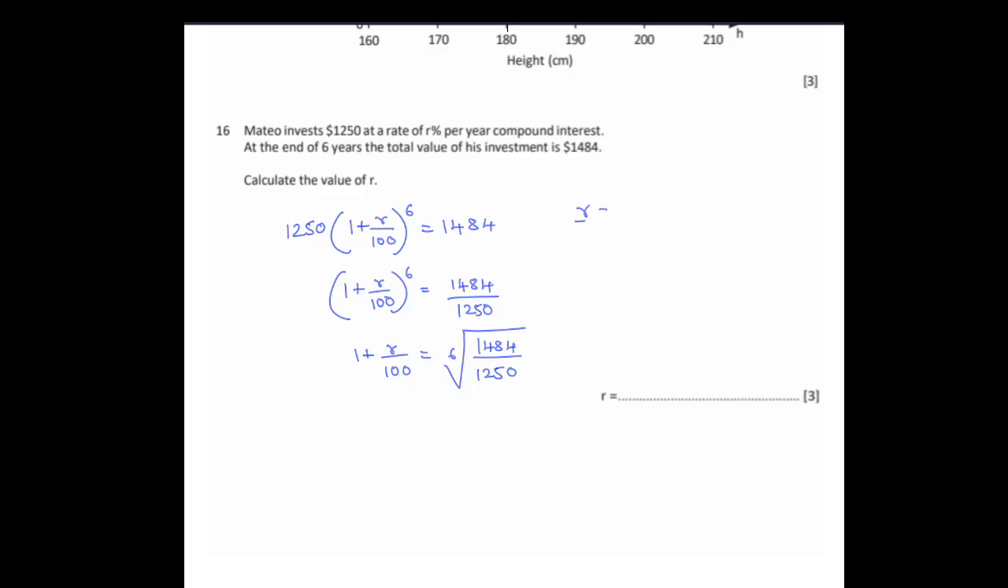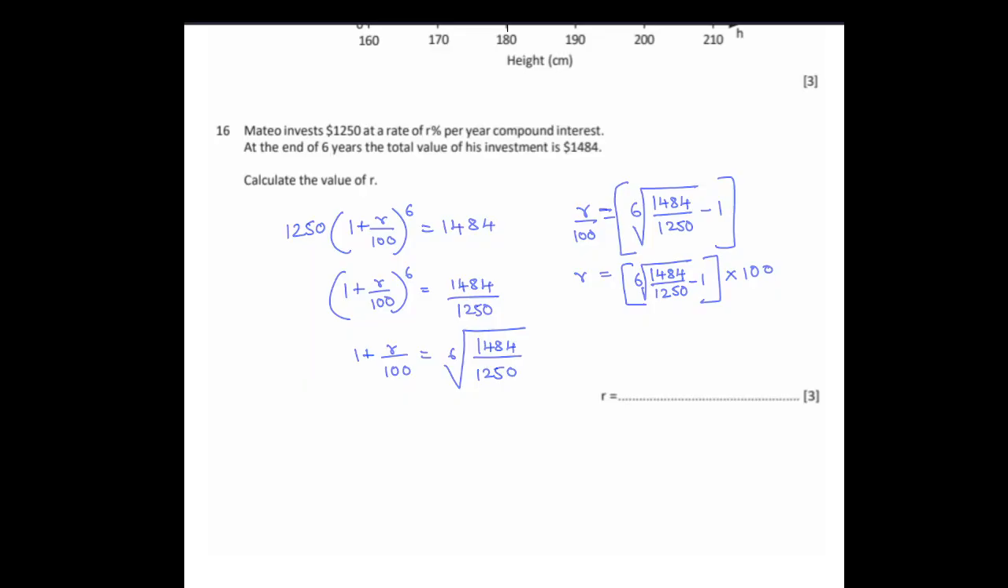So R by 100 will be equal to the 6th root of 1484 by 1250, minus 1. This is the whole thing we got. Then bring this 100 to the other side. It gets multiplied. Now put this whole expression in the calculator. You will get the value of R directly.